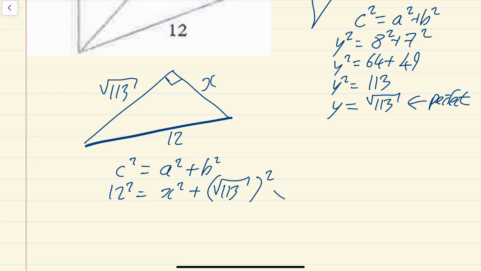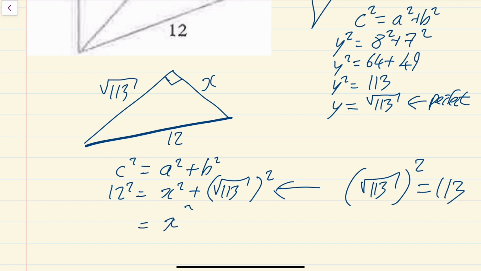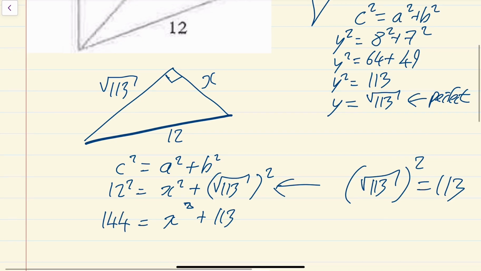Now, here, if you have a square root of a number, and then you square it, it just takes you to that number, because square rooting and squaring are inverse functions. They cancel each other out. Just check that in your calculator. Do the square root of 113 and then square it, and you will just get 113. So we have x squared plus 113 on the right hand side. On the left hand side, square the 12, you'll get 144.